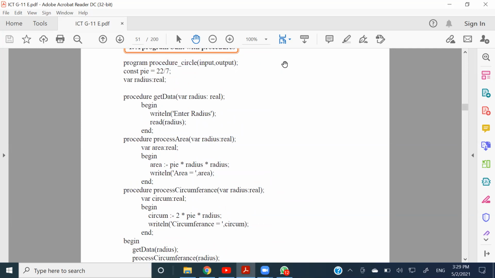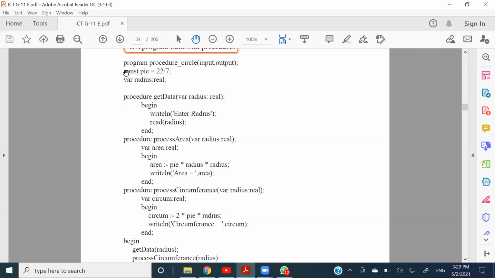And how many variables are being defined in the main program? There is only one. What is it? It is radius, and it's a real data type. Real data type means floating values, the decimal values, the values which have decimals.